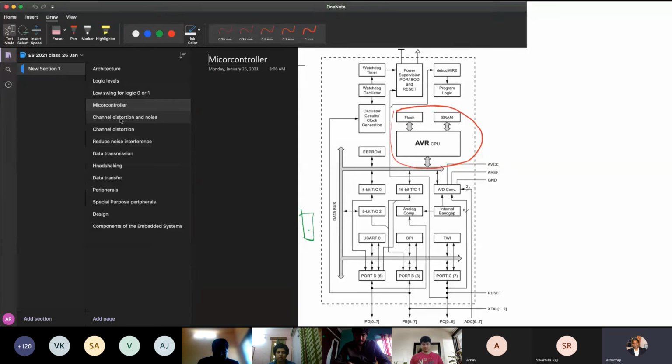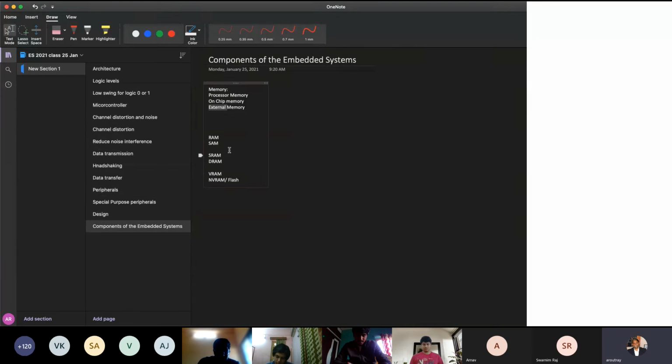So generally, naturally, on-chip memory will be much faster and it will consume less power. Processor memory will naturally be the fastest memory, which are registers. On-chip memory will be a little slower, but it is still fast. And anything external to it is going to be slower.